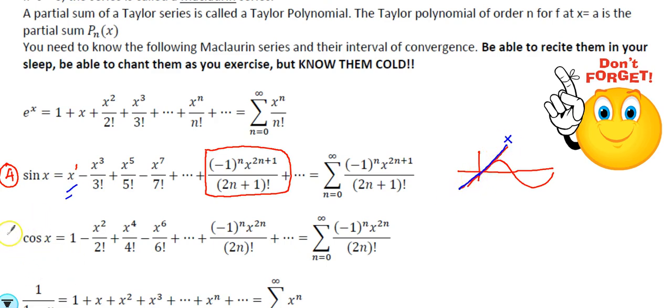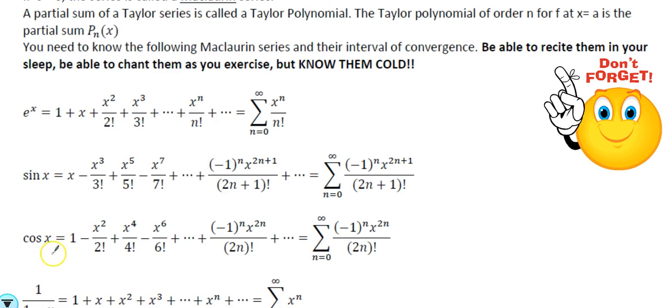Okay, so the fifth one is cosine. The derivative of sine is cosine. You never make a mistake. The derivative of x is 1. The derivative of x cubed is 3x squared over 3 factorial, which you simplify and get x squared over 2 factorial. X to the fifth gives 5x to the 4 over 5 factorial. In 5 and 5 factorial, one of the 5s gets cancelled and you get this. So the derivative of sine is cosine.